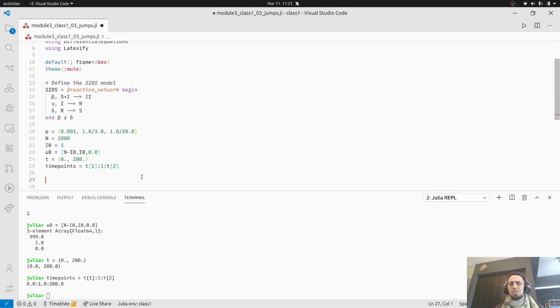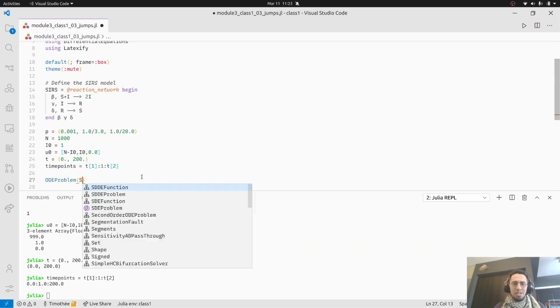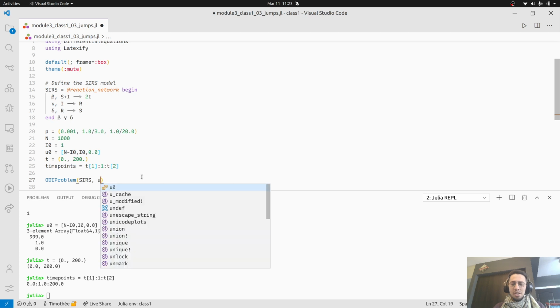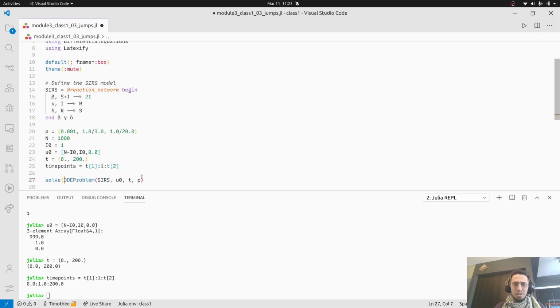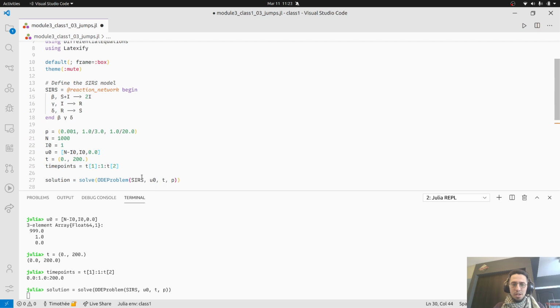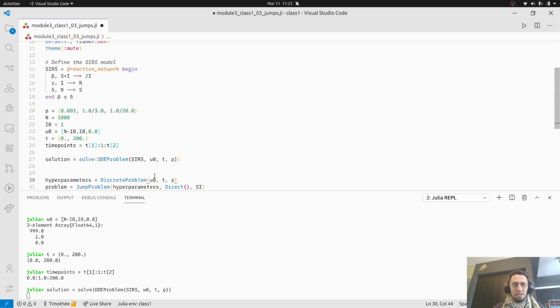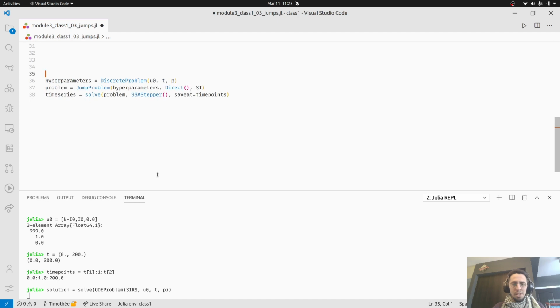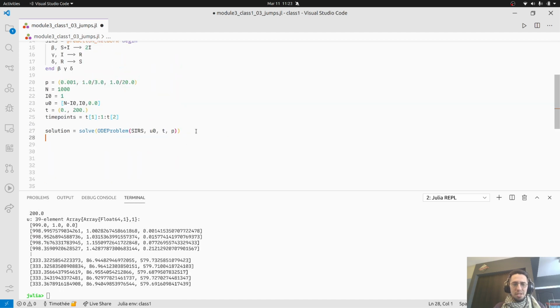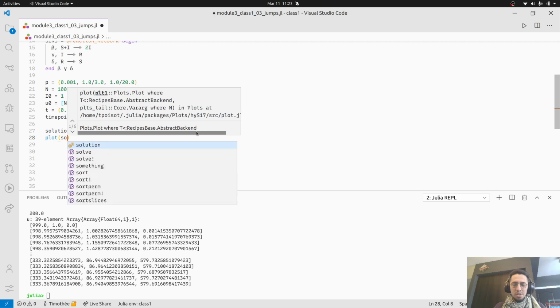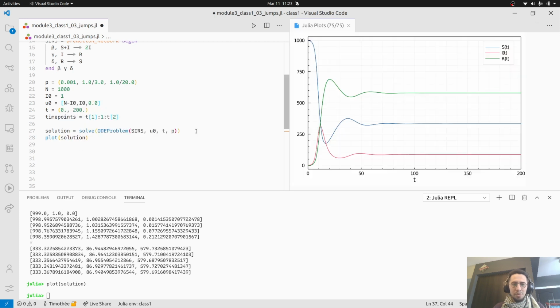Just before we move into the stochastic side of things, let's do it as an ODE problem. That's SIRS, new note, TP. I'm going to solve that. Call that solution. When it's done integrating, we are going to plot a solution. So that's our, oh, I got it right on my first try. Look at that.